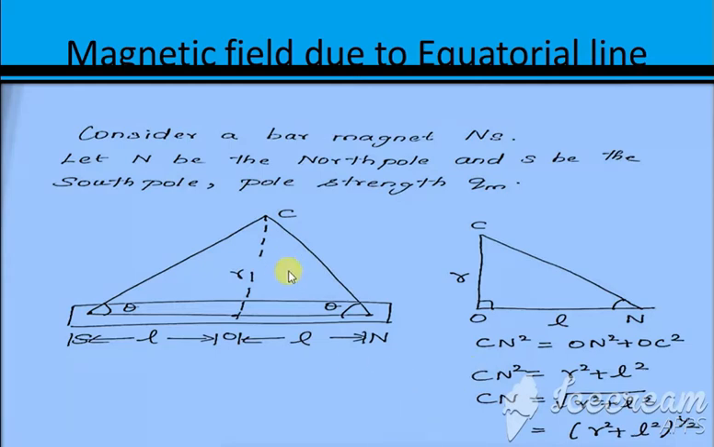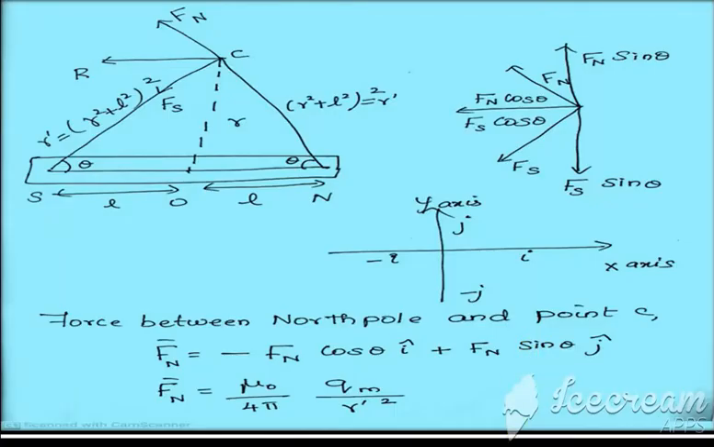Generally the formula we'll be taking is F is equal to mu naught by 4 pi into Qm divided by, instead of R square, I am writing R dash square. Now expanding this, just the same diagram is drawn here. See here, this is S, and this is the center, and this is the north pole, and this is the point C. Next is the length, and we have found R square plus L square the whole power 1 by 2.